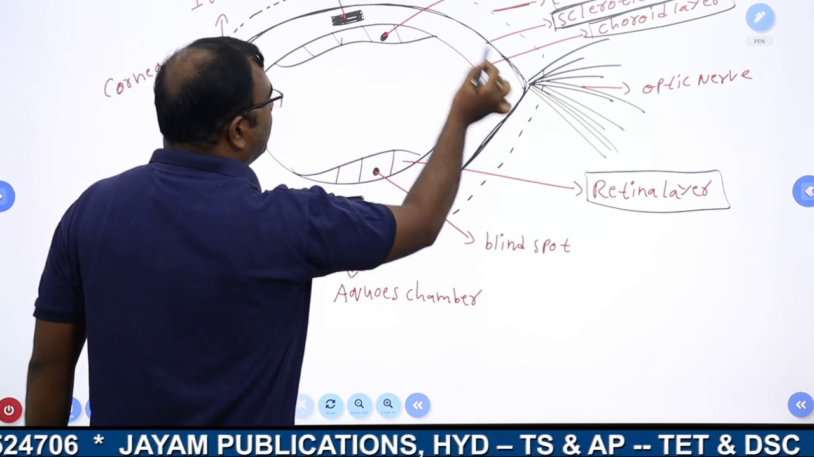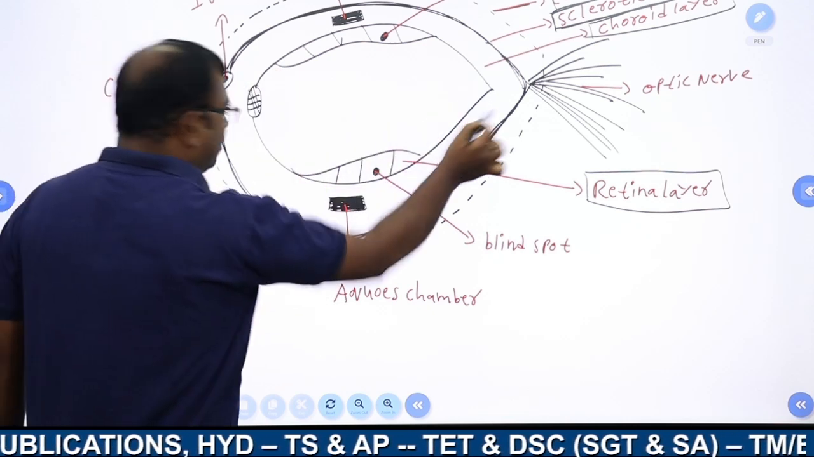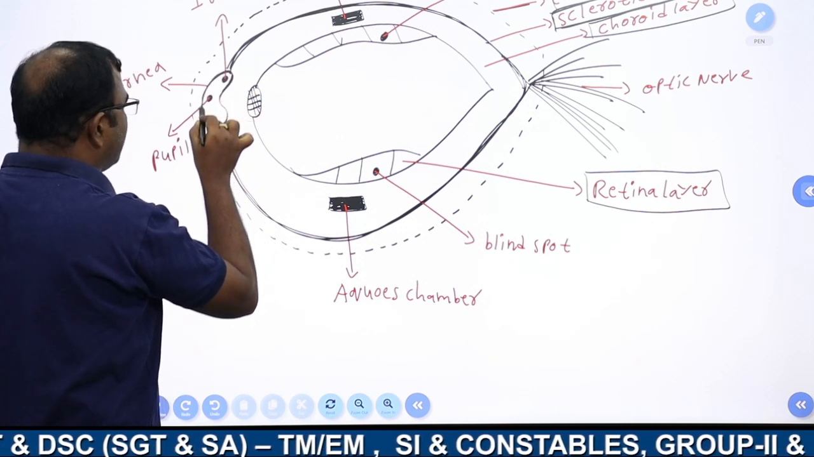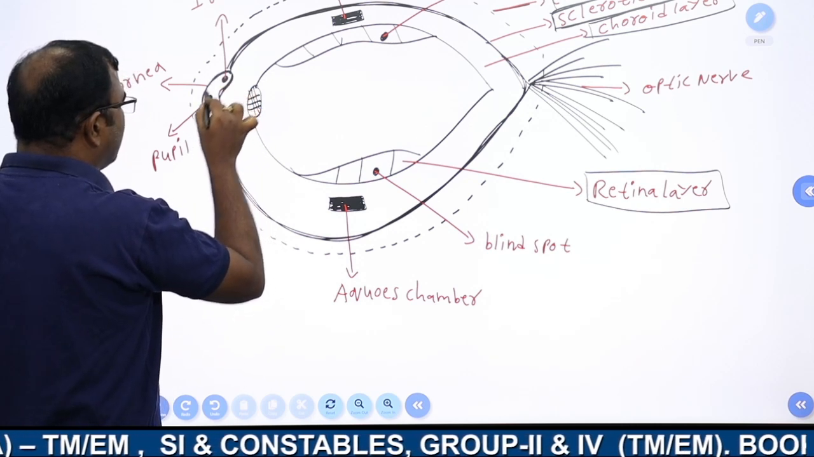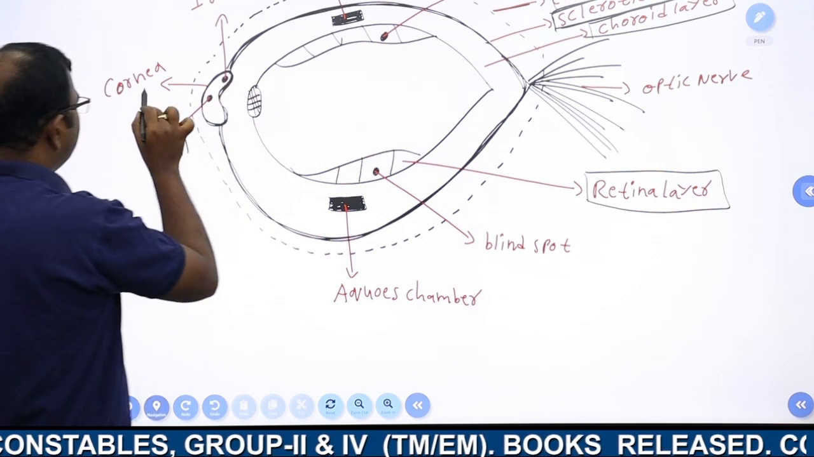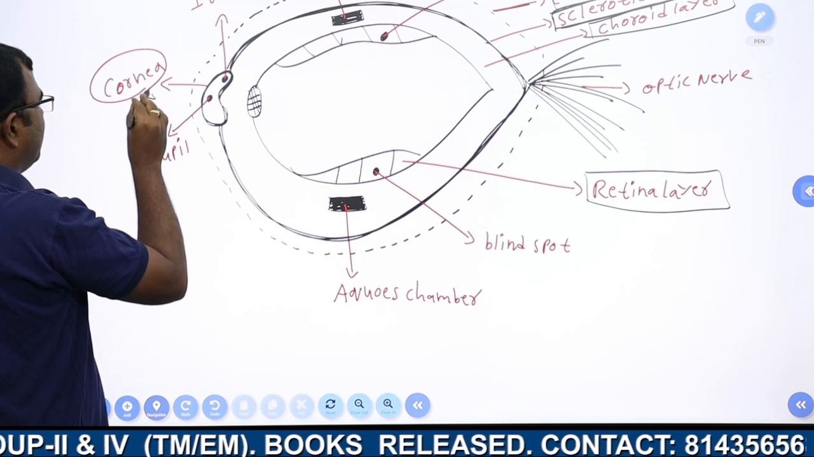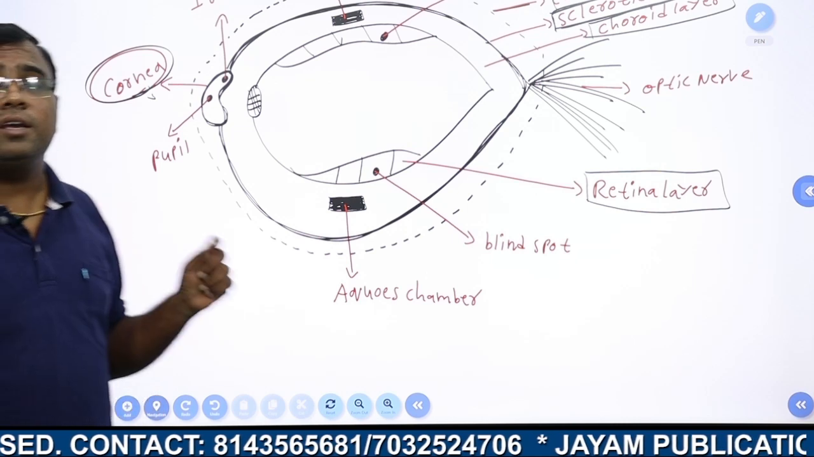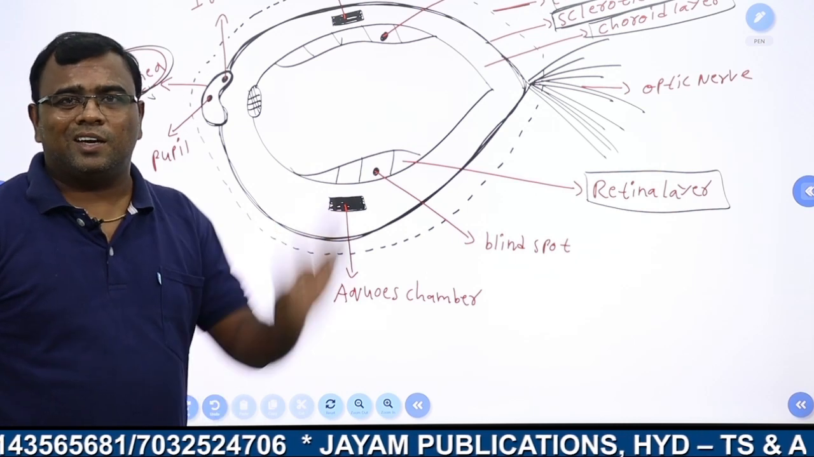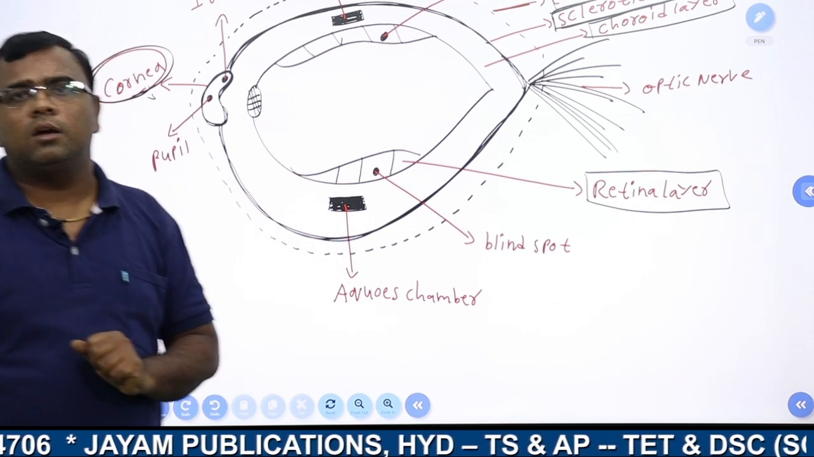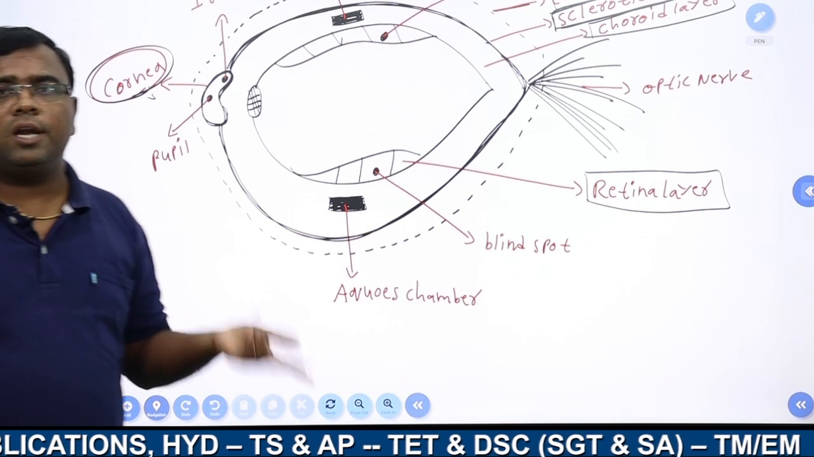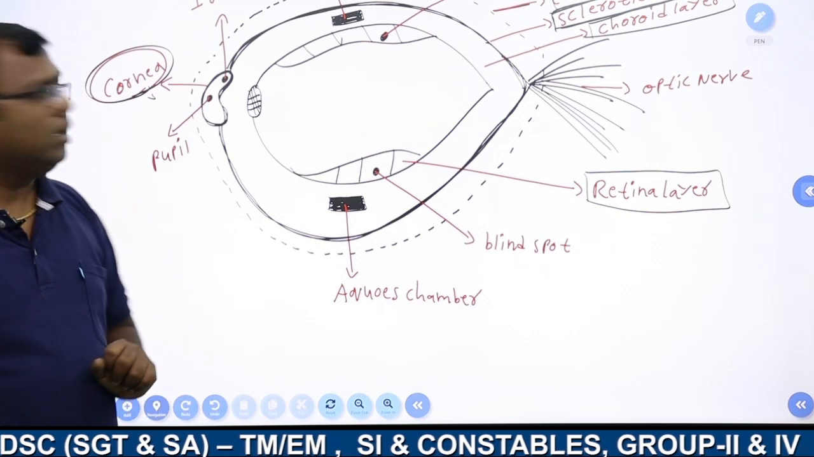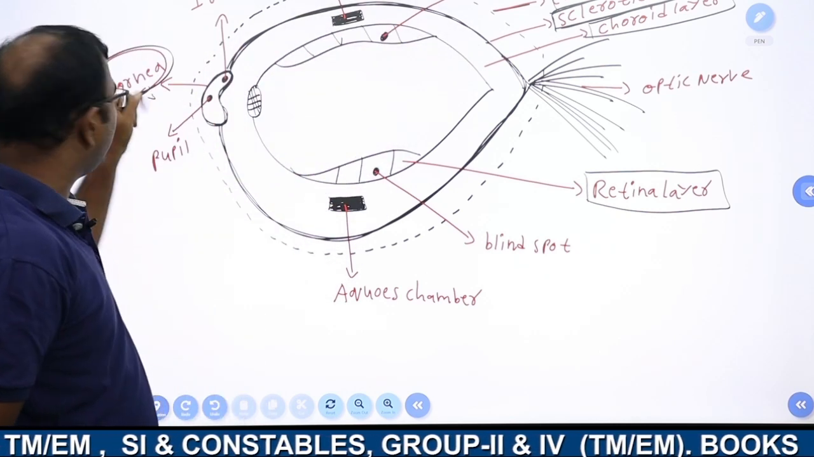The sclerotic layer bulges to form the cornea. This is the cornea. The cornea is which part of the eye? Sclerotic layer, choroid layer, retinal layer. The answer is the sclerotic layer. The sclerotic layer bulges to form the cornea.